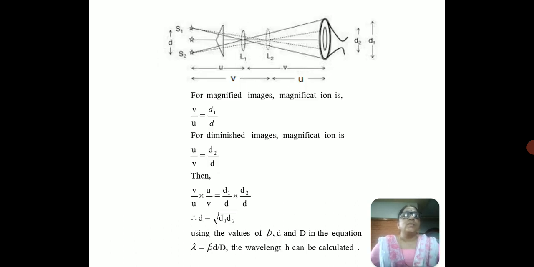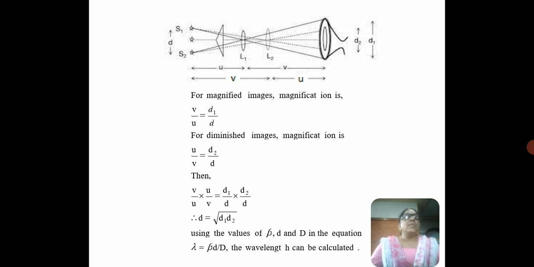Let us see through the figure. The one position of the lens is say L1, another position is say L2. First, we keep L1 nearer to the biprism and we get magnified images, say the distance between the magnified images is small d1. And then we move the convex lens towards the eyepiece, then we get diminished images and we measure the distance between the diminished images, and that is small d2.